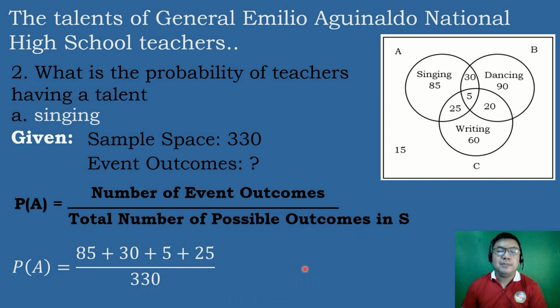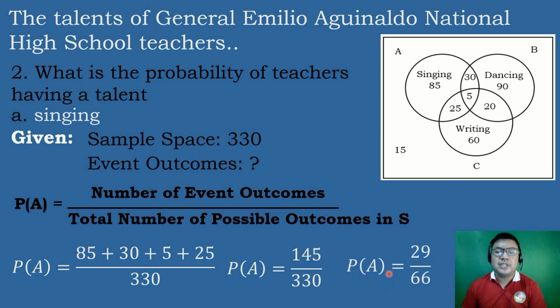And we will simplify. So we have probability of event A equals 85 plus 30 plus 5 plus 25, which is equal to 145, all over 330. And we will get the lowest term of 145 over 330, which is equal to 29 over 66. Therefore, the probability of a teacher having a talent in singing is equal to 29 over 66.